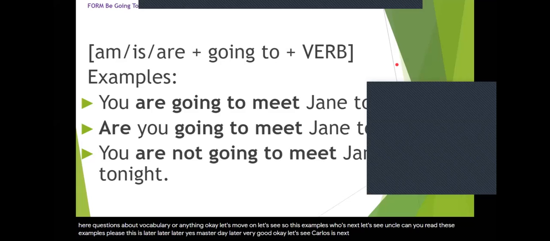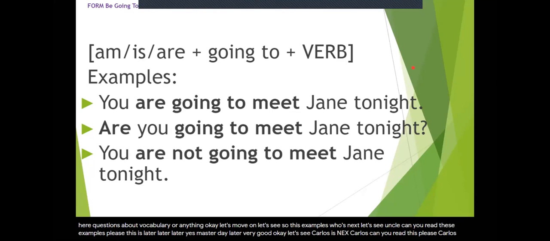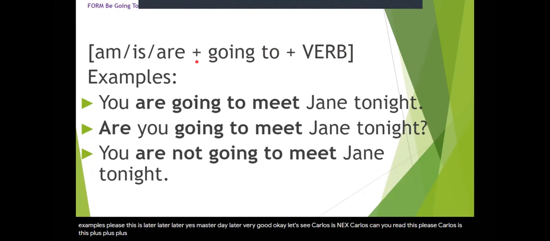Okay, let's see. Carlos is next. Carlos, can you read this, please? Sorry, my bad. Is it more going to? This is plus. Be plus going to plus verb. Example. You are going to meet James tonight. Are you going to meet James tonight? You are not going to meet James tonight. Very good. What is the meaning of the verb meet? Reunión. Yes. It could be reunión or conocer. It could be both, okay? So be careful with that.